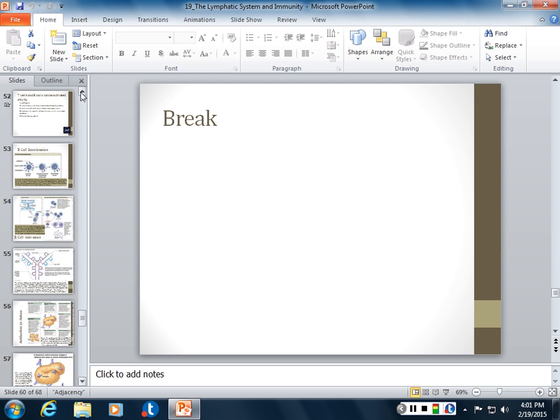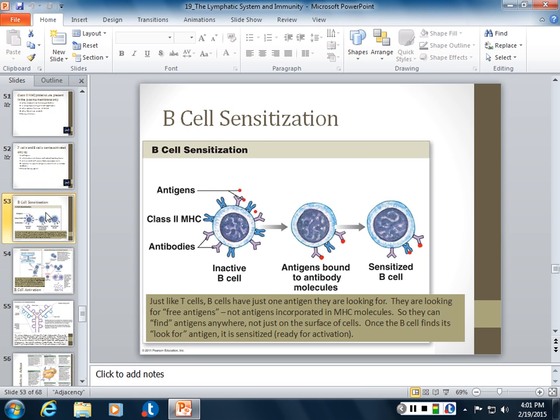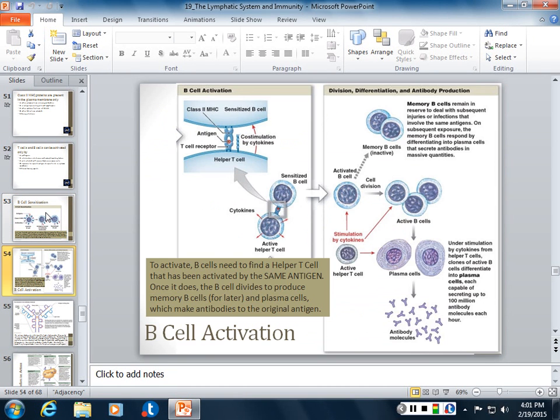For the B cell, we saw there's another step in the process where first a B cell has to be sensitized. In other words, it has to find its antigen free in the body, not associated with an MHC molecule. But then before that B cell will become a plasma cell, it has to interact with a helper T cell. So what that means is you do not form antibodies unless you have working B cells and working T helper cells. So you have to have both.